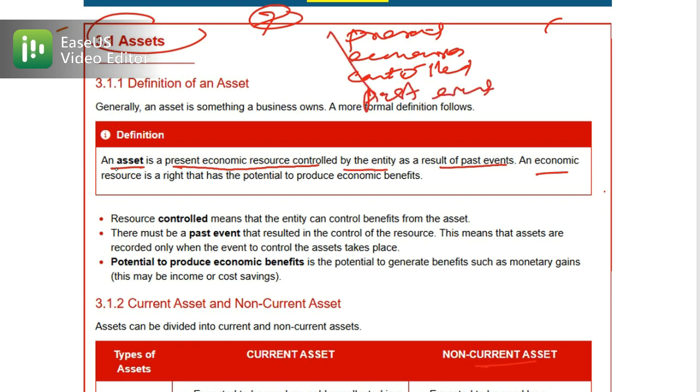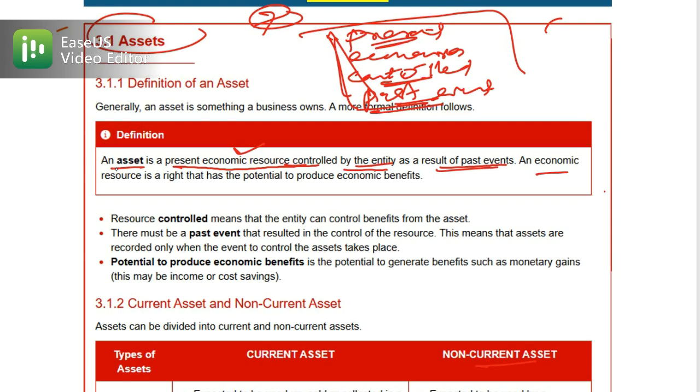Clear? So this means by present we mean that it exists now at the reporting date. Economic resource means it's a right, not always a physical item, that can yield benefits. And by control, we mean that the entity has the ability and the power to directly use and obtain the benefit. And this control comes as a result of something that already happened to give the entity that control. So this is the basic definition you have to remember: an asset is a present economic resource controlled by the entity as a result of past event.